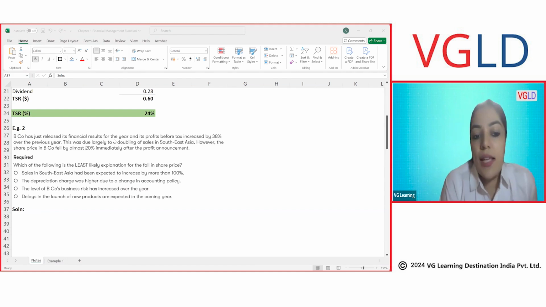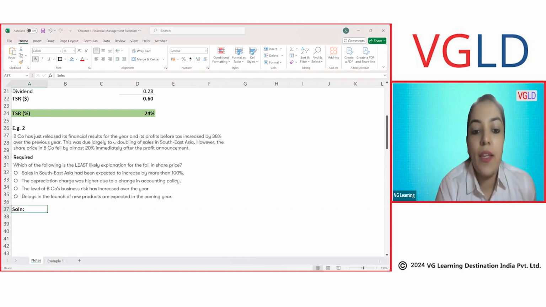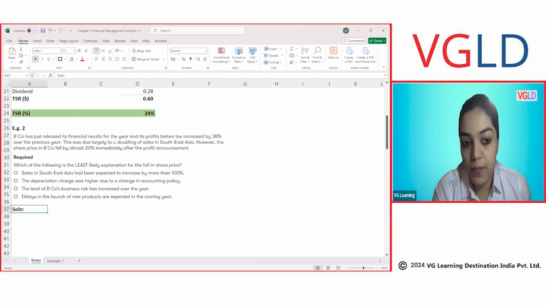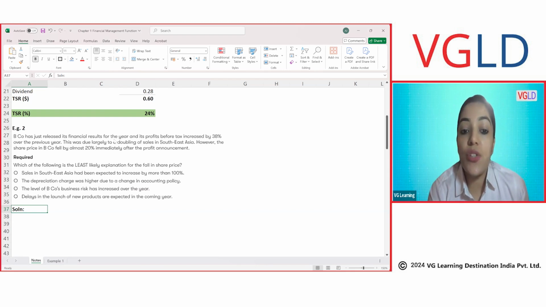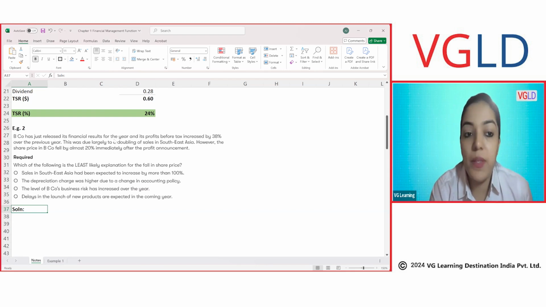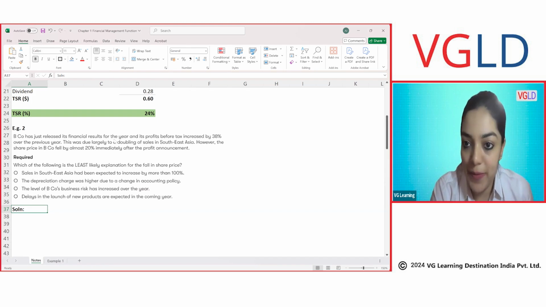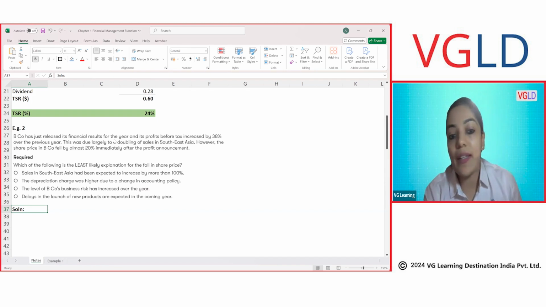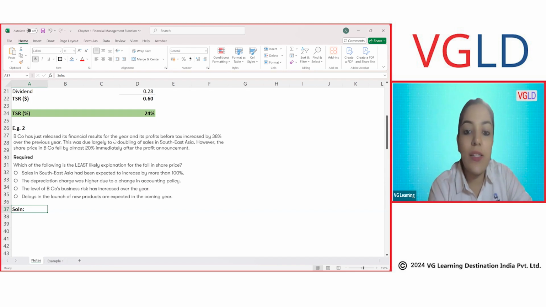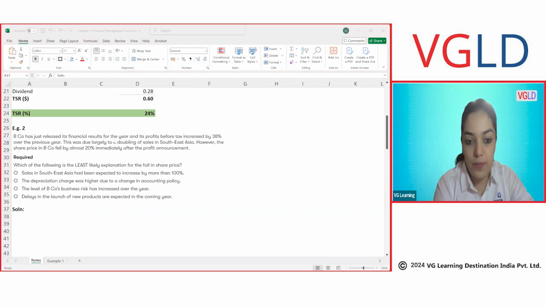Sales in Southeast Asia had been expected to increase by more than 100%. So it is the shareholders' expectation, on the basis of the performance of the company, that the increase will be more than 100%. Currently it has doubled, that means it has increased by exactly 100%. But the expectation was that it will increase by more than 100%.